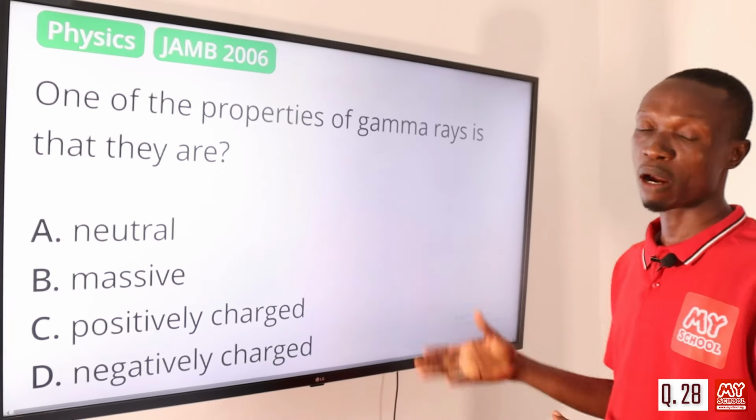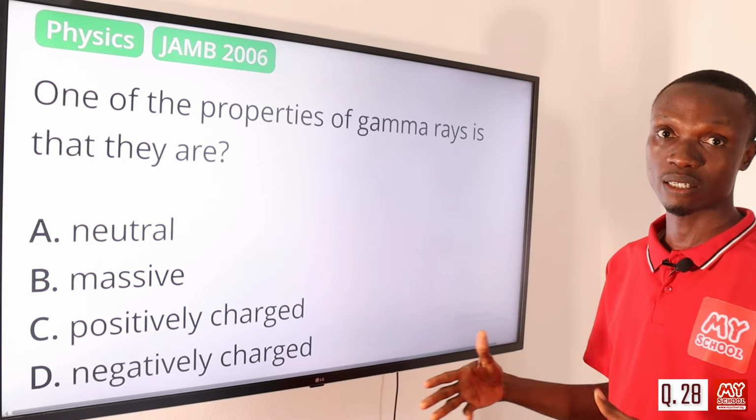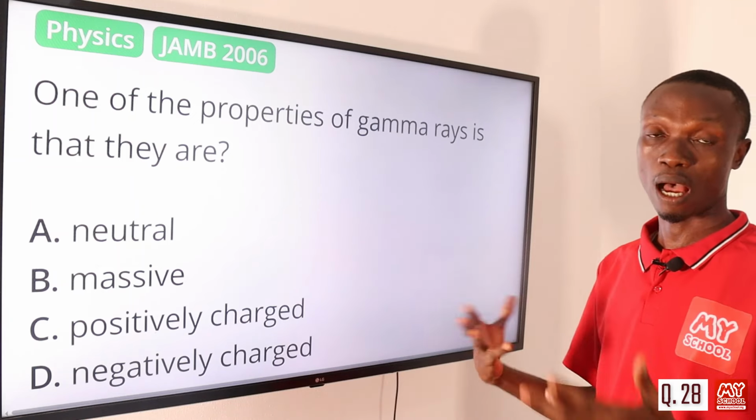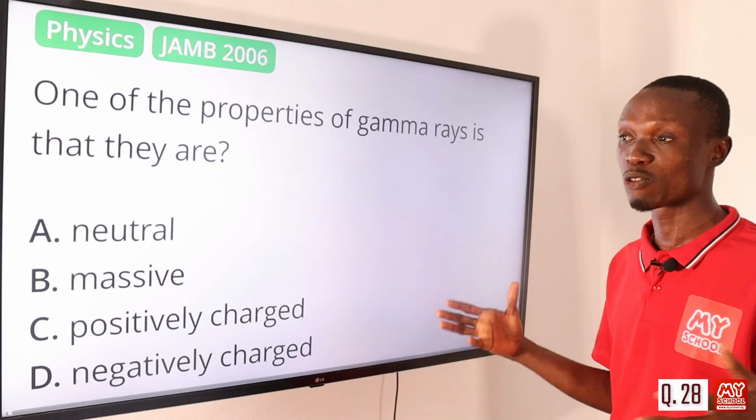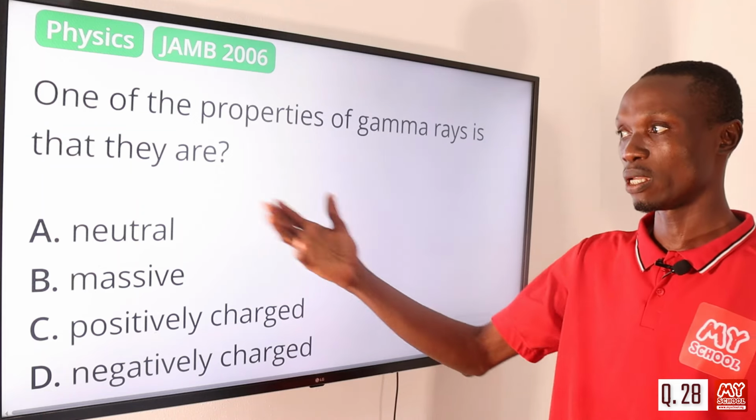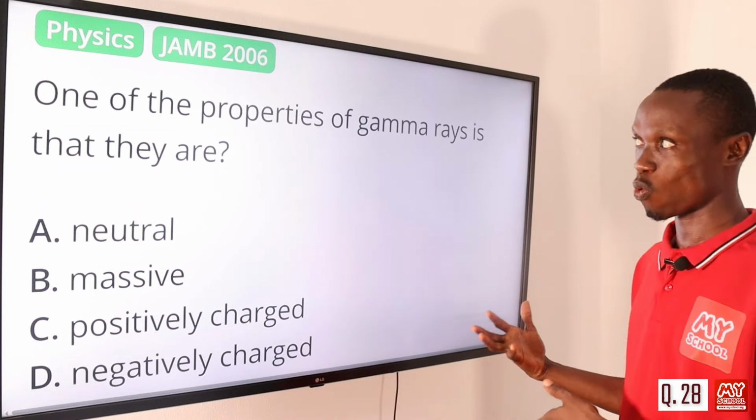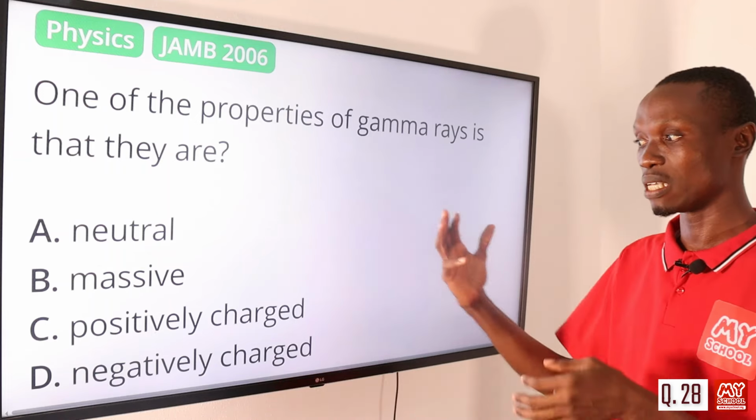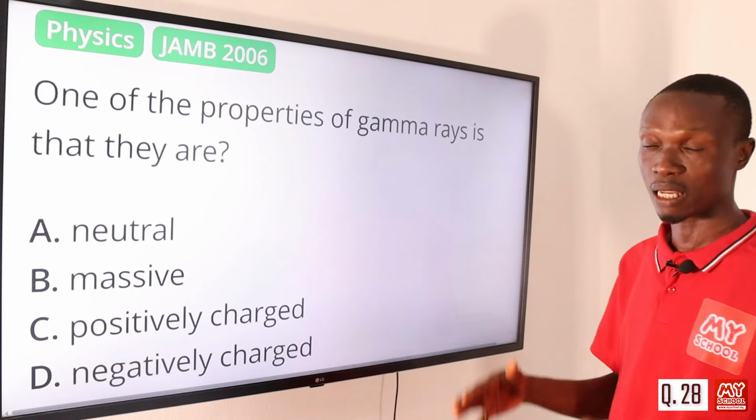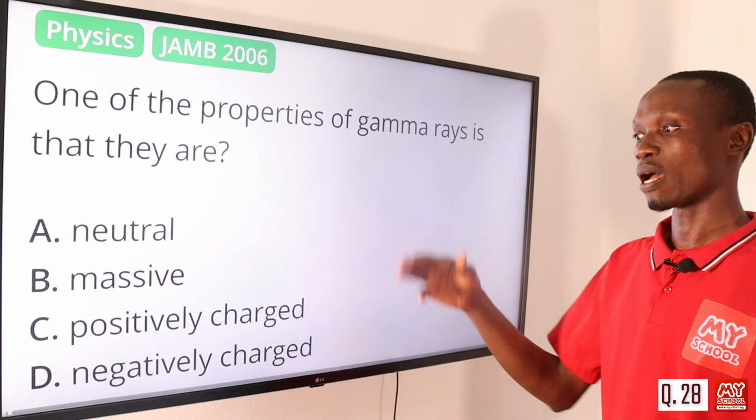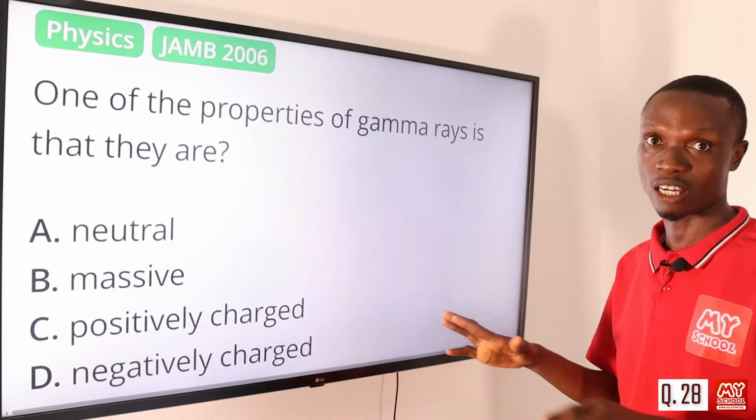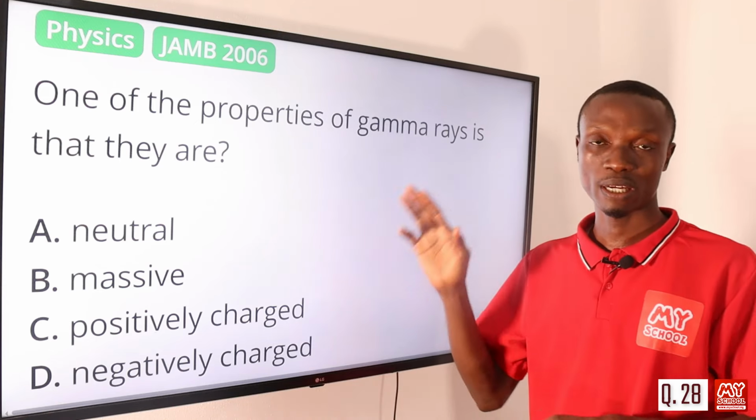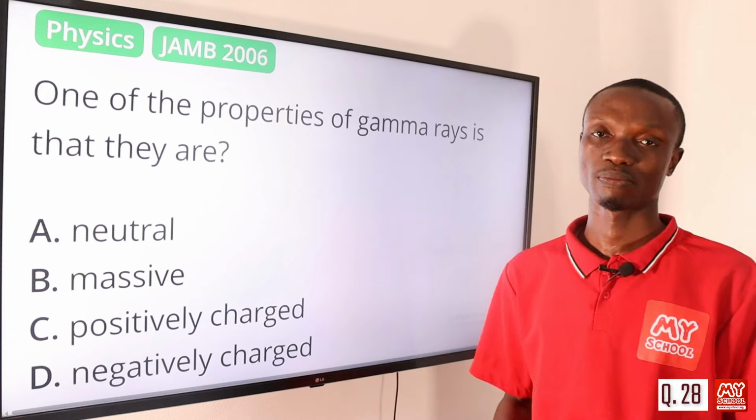Gamma rays are electromagnetic radiation and they do not carry any charge. They are also referred to as massless photons. So that makes option A the correct answer to this question. Remember that they are massless photons, so they are not massive, they are not positively charged, and they are not negatively charged. They are neutral, they do not carry any charge.